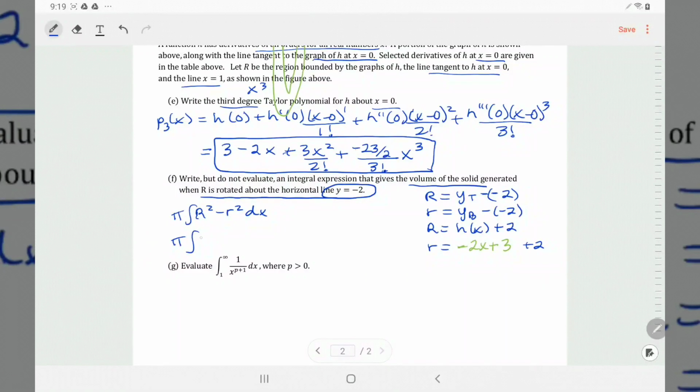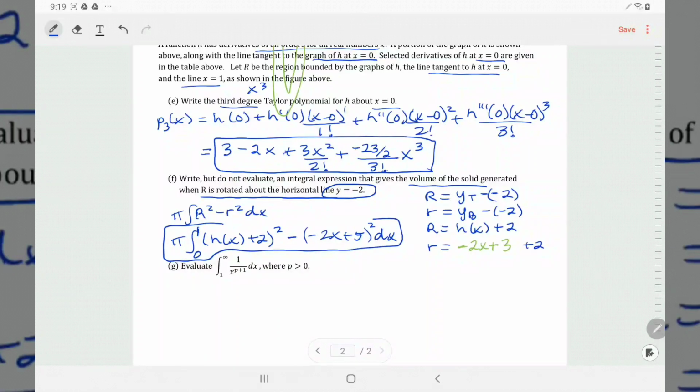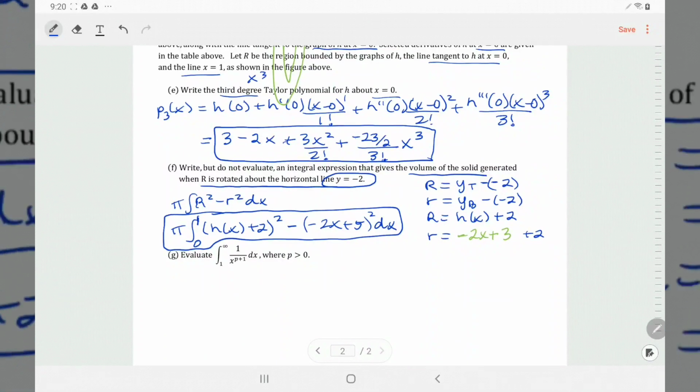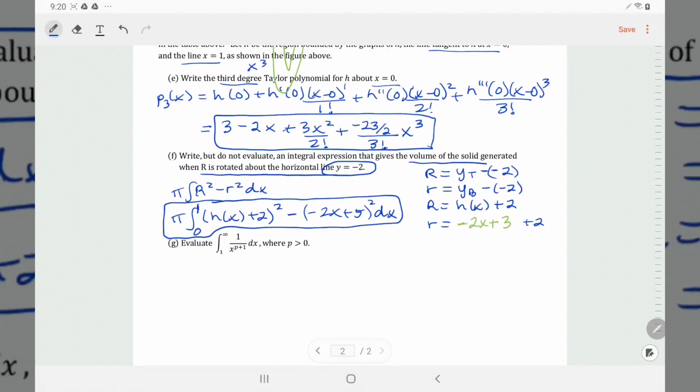How am I doing for time? 21 minutes. Okay. Evaluate this where p is greater than 0. So I'm going to just put some samples in. Let's say p was 0. If p was 0, it would be 1 over x, which is ln. But they're saying it's bigger than 0. So it could be like 0.1, 1.1, 1 over, say it's 2, say it's 3. I just wanted to look at some samples for myself, just so I could see it. And this is not included.